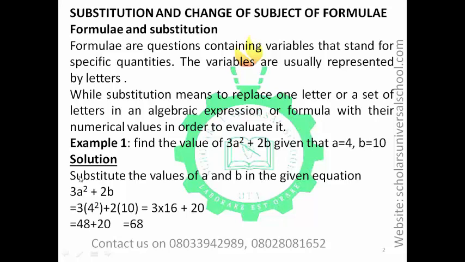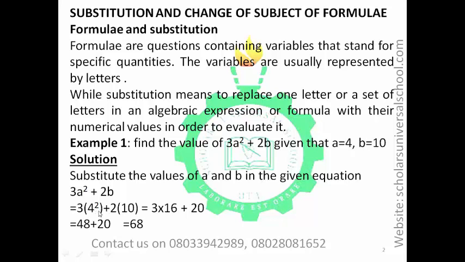Now, let's look at the solution. Substitute the values of a and b in the given expression: 3a squared plus 2b. I've told you that the value of a is 4, and the a is squared, so you need to square that 4. Plus 2, b is 10, so you put 10 in brackets. When you see 2b, it's not 2 plus b. It is 2 times b. That is the link that connects 2b together. So that's why we are multiplying 2 by 10.